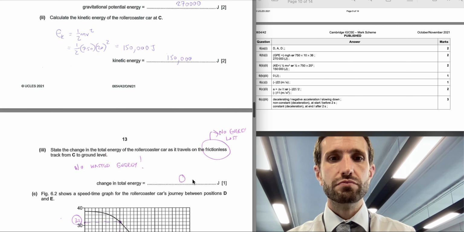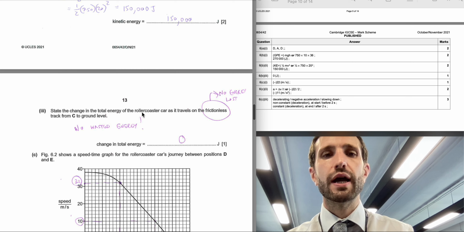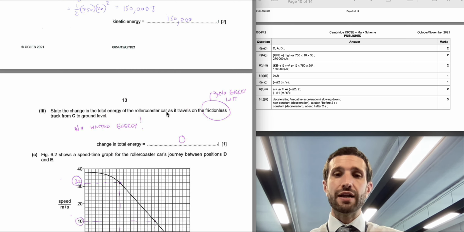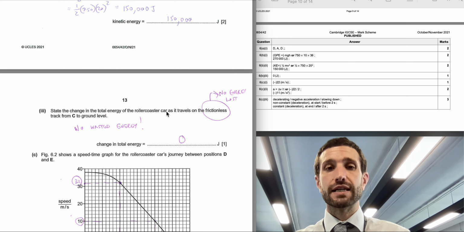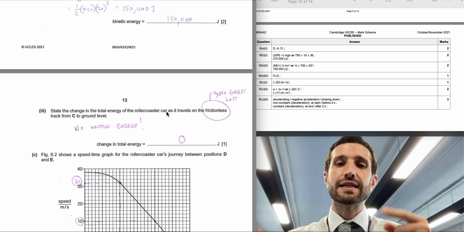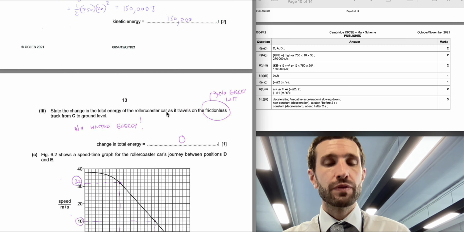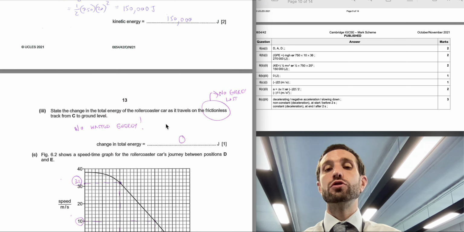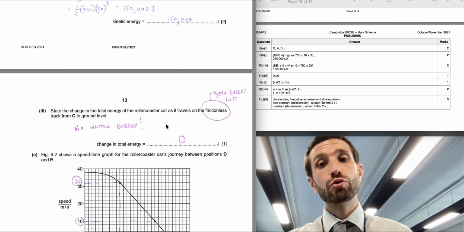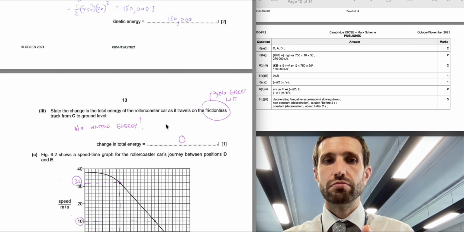Now, we're being asked here to state the change in the total energy of the roller coaster car. What we're thinking here is the total change in gravitational and kinetic energy. In other words, if at any point we were to add the two values together, kinetic and gravitational potential, what would we get? Or would it change? Well, energy is taken out of a system due to dissipative forces, and one of those forces is friction. So normally we would have friction taking energy out of the system. However, let's have a look there.